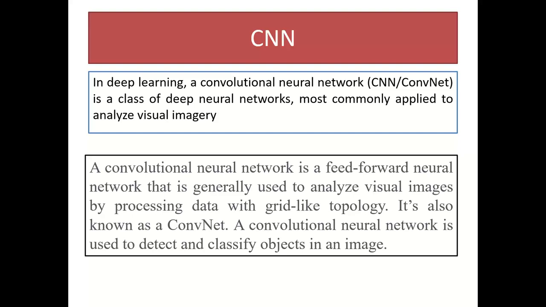If you find any difficulty, we will discuss it in any class. So what exactly is a convolutional neural network? A convolutional neural network is a feed forward neural network that is generally used to analyze images by processing data with a grid-like topology. Sometimes we also call it a convnet. It is very useful for image processing and computer vision. First of all, we are going to discuss images, image processing, and video processing. So let's understand what exactly an image is.